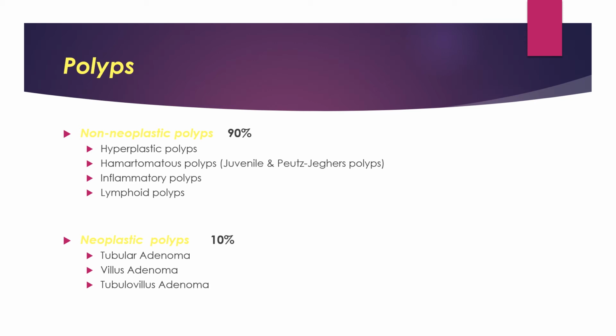They can also be classified as either non-neoplastic or neoplastic in nature. The most common neoplastic type of polyp is the adenoma, and it has the potential to progress to cancer. The non-neoplastic types are hyperplastic polyps, inflammatory polyps, hamartomatous polyps, and lymphoid polyps. The neoplastic types are the adenomas: tubular, villous or tubulovillous.